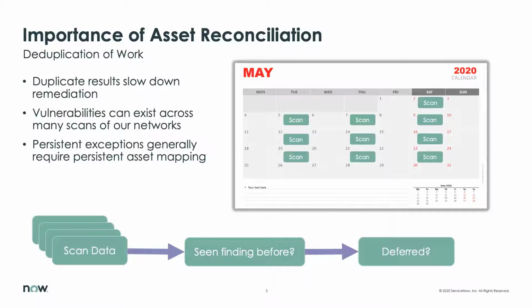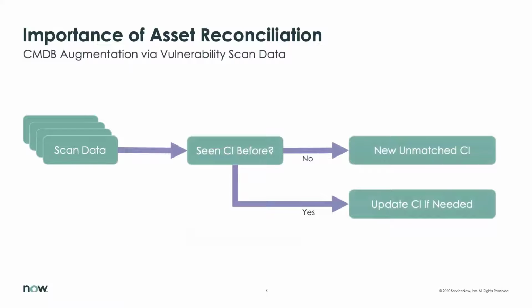So these are some of the clear benefits of making sure that asset reconciliation is working: deduplication of work and also having persistent exceptions. This is going to be somewhat of a technical presentation, and we're going to go into a little more depth than what you see here. But being able to augment the CMDB with vulnerability scan data is also important. I find that vulnerability scanners have a huge purview that can see much more than a lot of the discovery scanners that are out there, or discovery scanners that are configured.